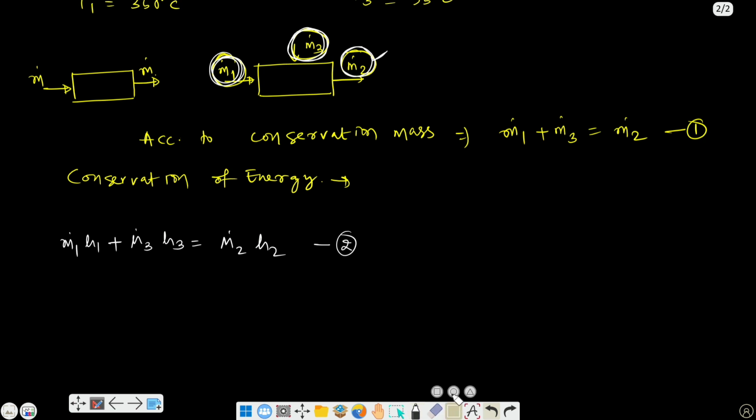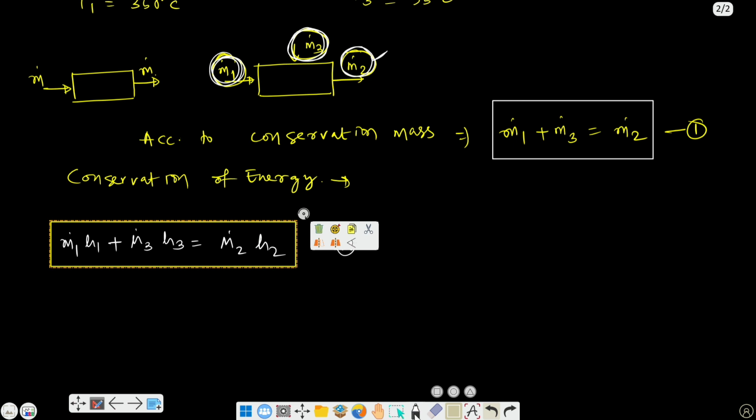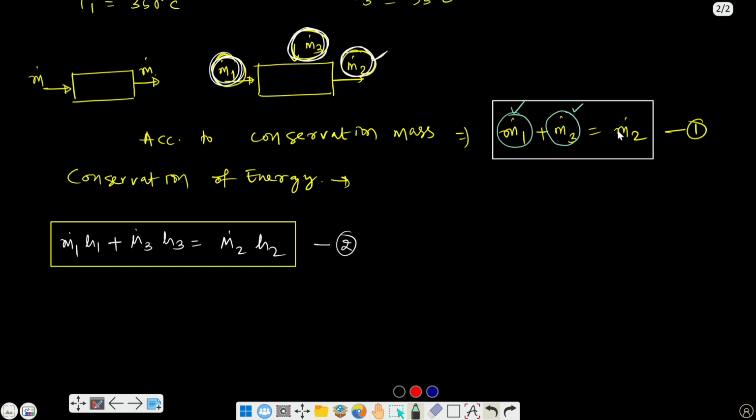Now how many equations do we have? Obviously two equations: one from the conservation of mass, another from the conservation of energy. Let us check in these two equations what data are given to us. Here m1 is given, and we are asked to find out the value of m3 dot, and we do not know the value of m2.